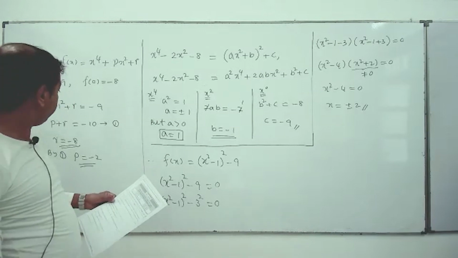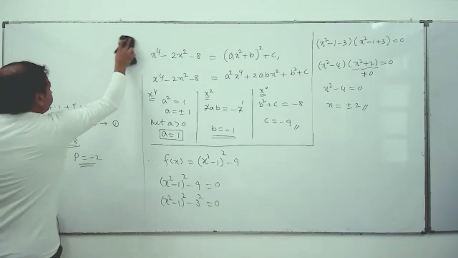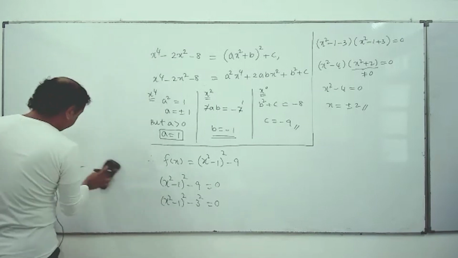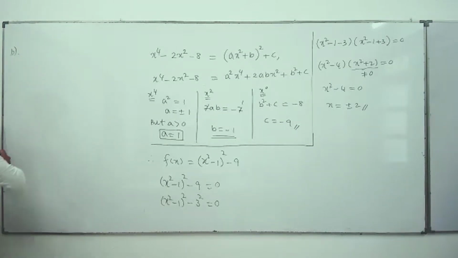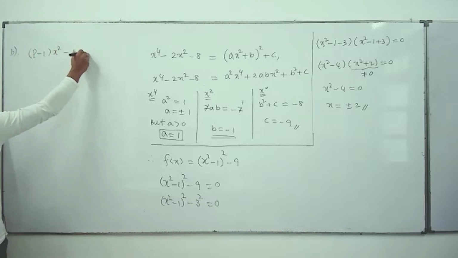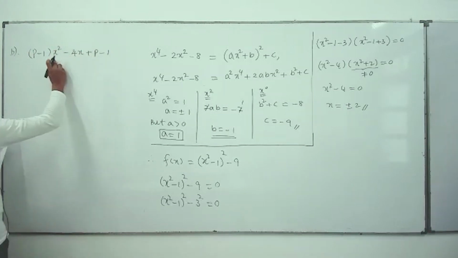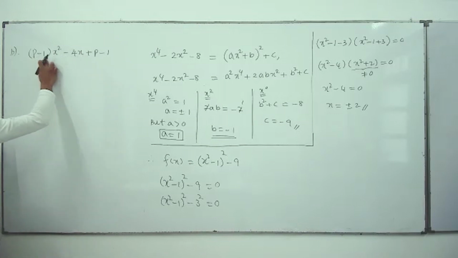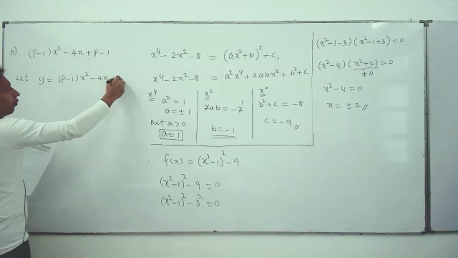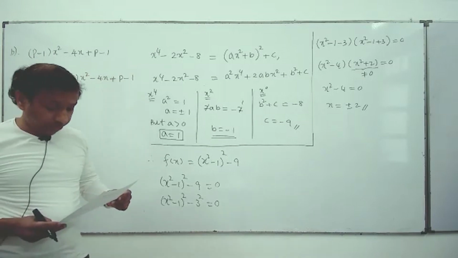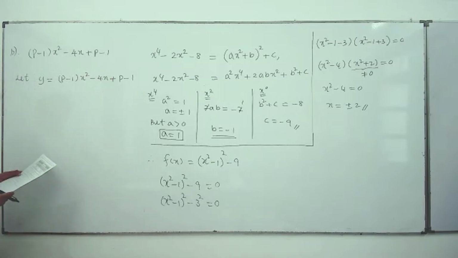Part B. Find the range of the values of p so that for all real values of x, the expression is positive. (p minus 1)x squared minus 4x plus p minus 1. This is a quadratic function, no? The quadratic function. If I take this as y, (p minus 1)x squared minus 4x, p minus 1 coming. Now this should be positive. For all real values of x this should be positive.